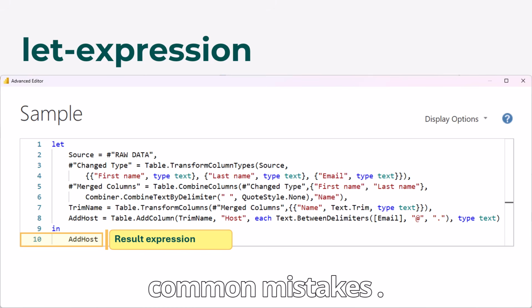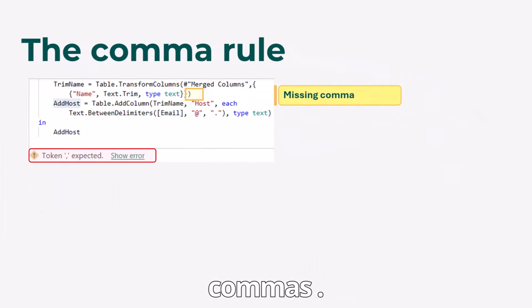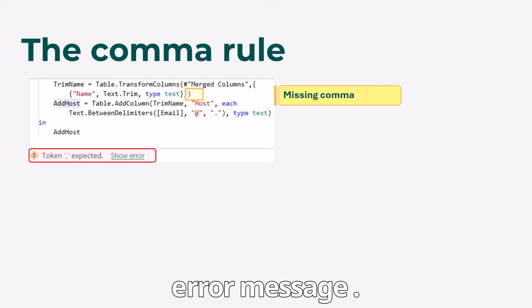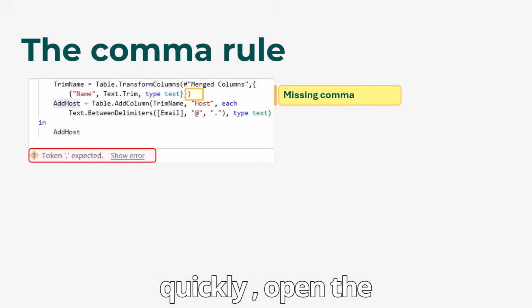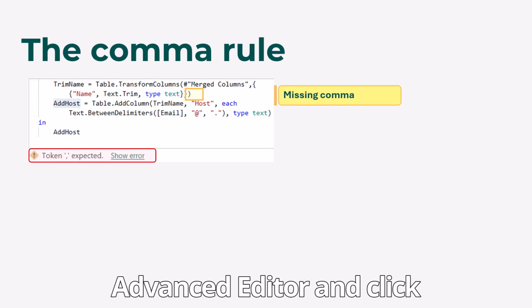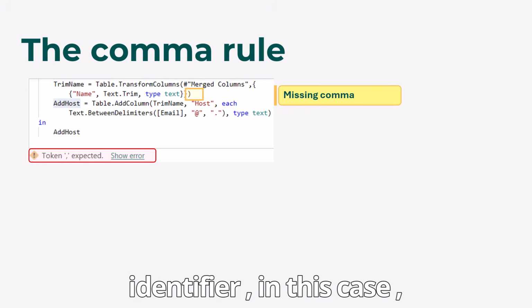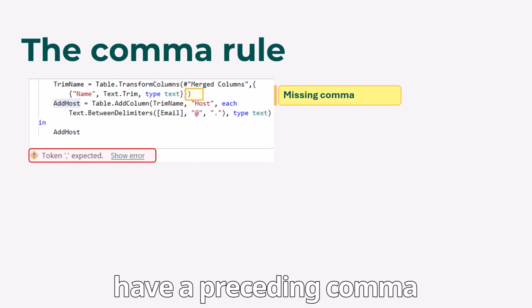Let's review the most common mistakes. Most issues are related to commas. So when a comma is missing between variables, you will see this error message. Token, comma, expected. Now to resolve that quickly, open the advanced editor and click Show Error. It will highlight the next identifier, in this case, add host, that doesn't have a preceding comma.